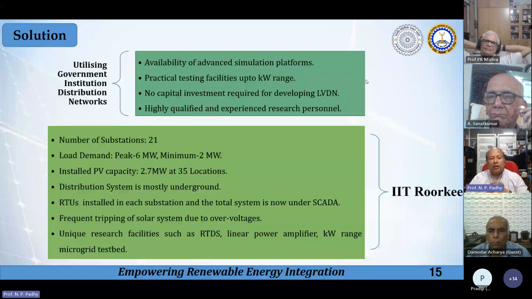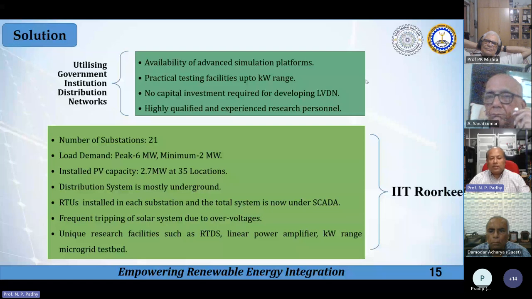So there are 21 substations, and load demand, as I told you, is varying between 6 to 8 megawatt, and the minimum is close to 2 to 2.5 megawatt. We have 2.7 megawatt of PV installation at 35 different locations, and all the distribution system is underground. We have RTUs in all the substations, and the SCADA system is in place. Very soon it will be in active mode.